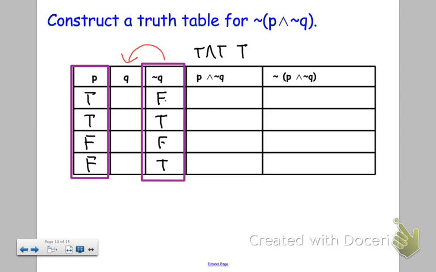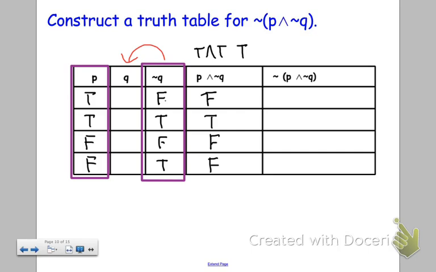Okay, my first row. True and false. Nope. True and true. Ding, ding, ding. We have a winner. So true and true is true. Third row, false and false. Nope. Fourth row, false and true. Nope. So the first, the third, and the fourth row are automatically false. Okay. So that fourth column of P and not Q reads false, true, false, false.